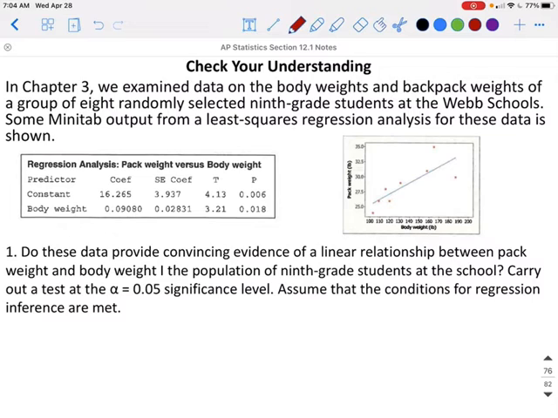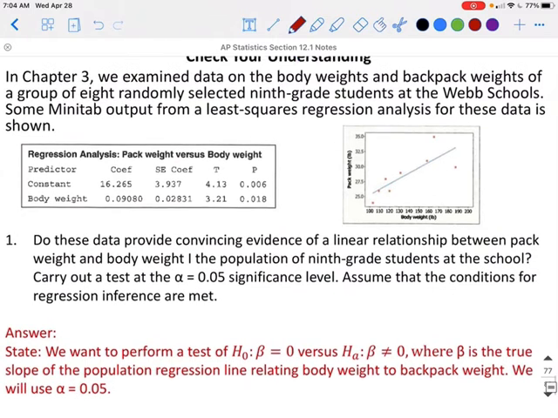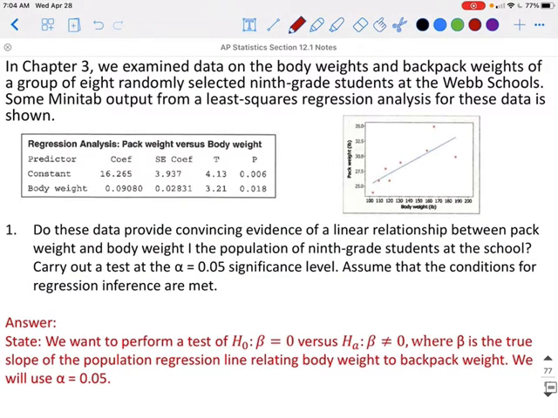Since the conditions are already met, our plan is going to be a lot shorter, but this is going to be a 4-step problem. The first thing we need to do is our state. Remember, in the state, you are going to give the null hypothesis, the alternative hypothesis, and then define the parameter. You are also going to give the alpha level. So we want to perform a test of H sub 0: beta equals 0 versus H sub A: beta does not equal 0, where beta is the true slope of the population regression line relating body weight to backpack weight. And we're going to use alpha equals 0.05.